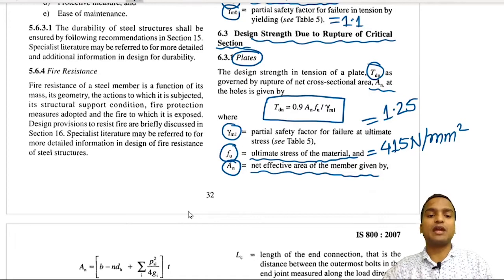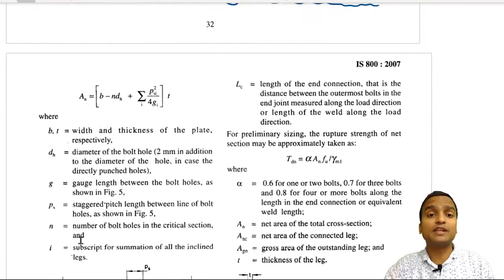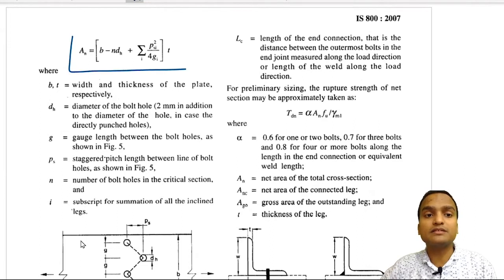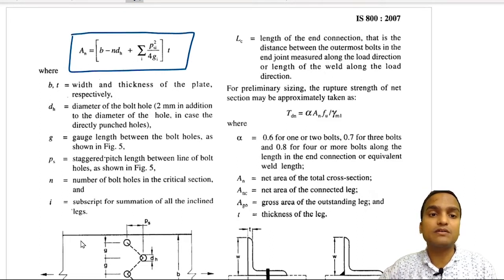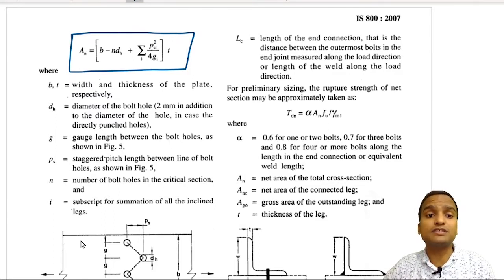All right, so all these things we have discussed already, and the calculation of net sectional area in case of plates has also been discussed, that AN is equal to B minus N DH plus summation of pitches square by 4 times gauges, and this whole bracket is multiplied by the thickness. Now B here and T here represent the width and the thickness of the plate respectively. Now what is this DH? DH is the diameter of bolt hole, and this is equal to 2 mm in addition to the diameter of the hole.